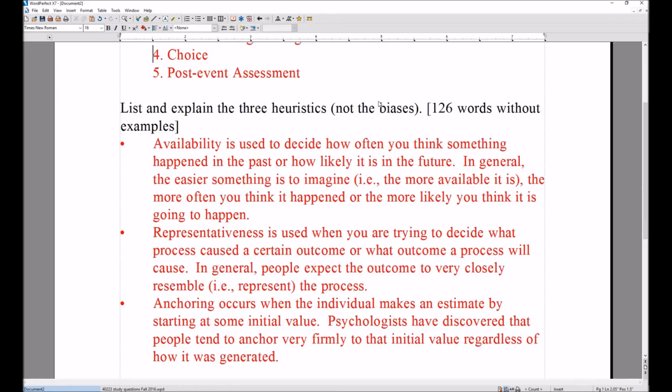So it's not a bad rule on average, but it's easily biased. And I'll get to that in just a moment. Representativeness. This is a little bit more complicated, but let's break it down.